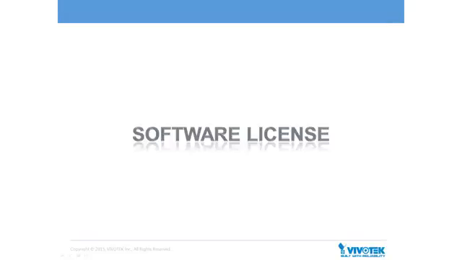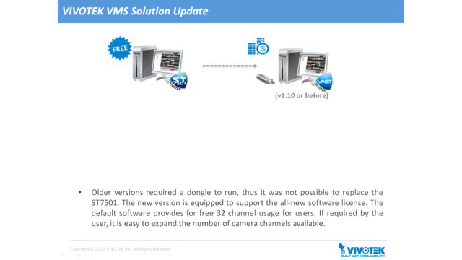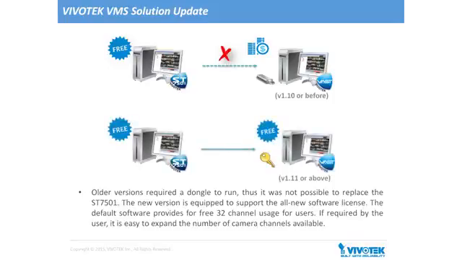Next, we'll introduce VAST's new software license. Vivotek provides two free VMS solutions, ST7501 and VAST. We recommend users who currently use ST7501 to transfer gradually to VAST. The older versions of VAST require a dongle to run, making it complicated to replace the ST7501. The new version of VAST is equipped to support an all-new software license. The default VAST software provides 32 channel usage for customers free of charge. If required by the customer, it is easy to expand the number of camera channels available.